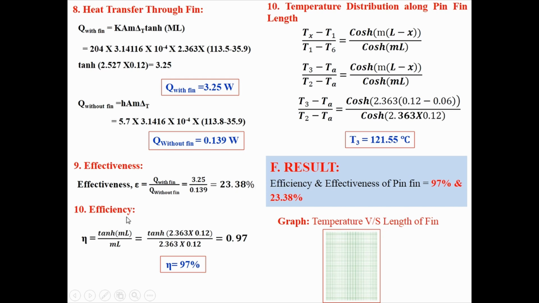Similarly, I can calculate the efficiency also. How to calculate the efficiency? We have a formula, that is efficiency is equal to tanh(mL) divided by mL. That is equal to tanh of m, already we know, that is 2.363 into 0.12, that is the length of the pin, divided by m again 2.363 into 0.12. So when we substitute, you will get 0.97 as the value. That is nothing but the efficiency of the fin.